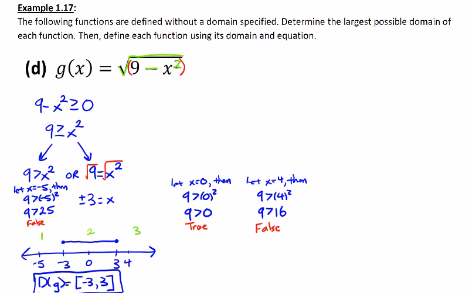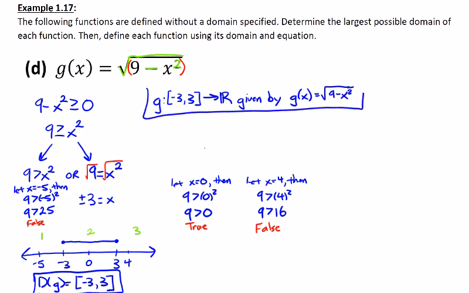Now let's take that domain and let's make our function definition. G has a domain from -3 to 3. All of those values will map to a real number given by g of x is equal to the square root of 9 minus x squared. And there's our function definition for part D.